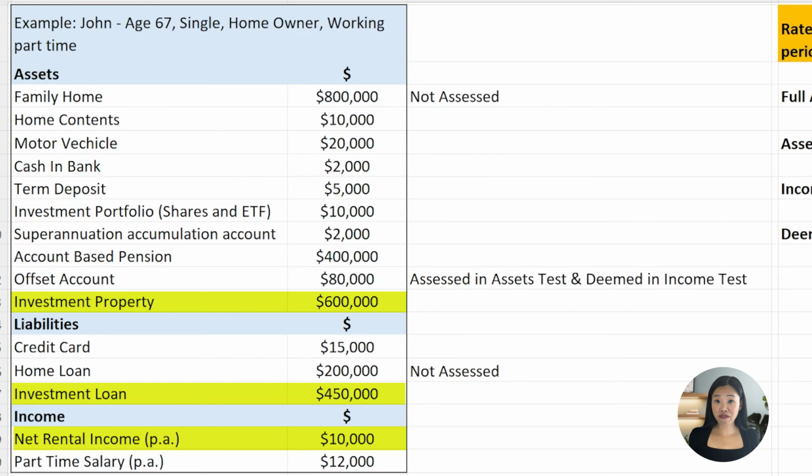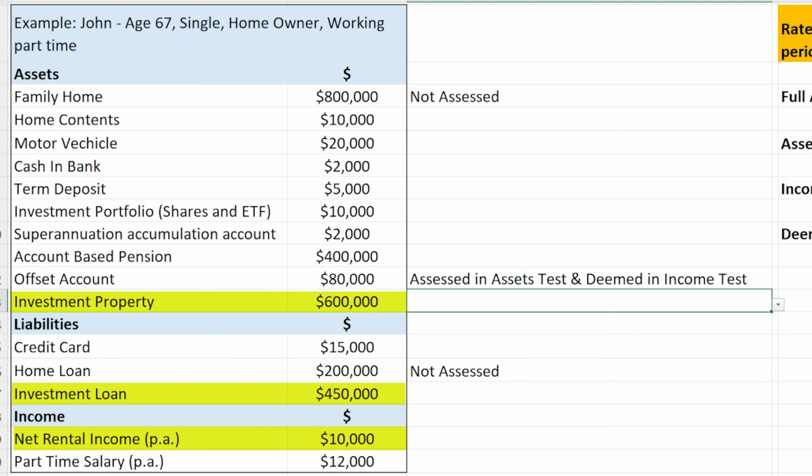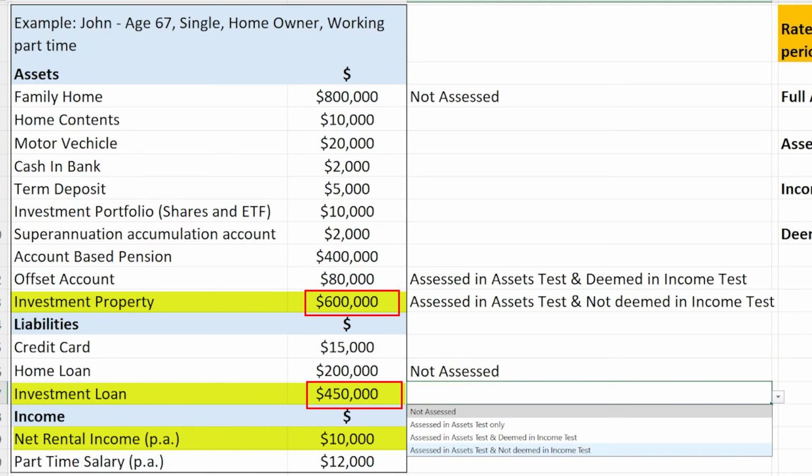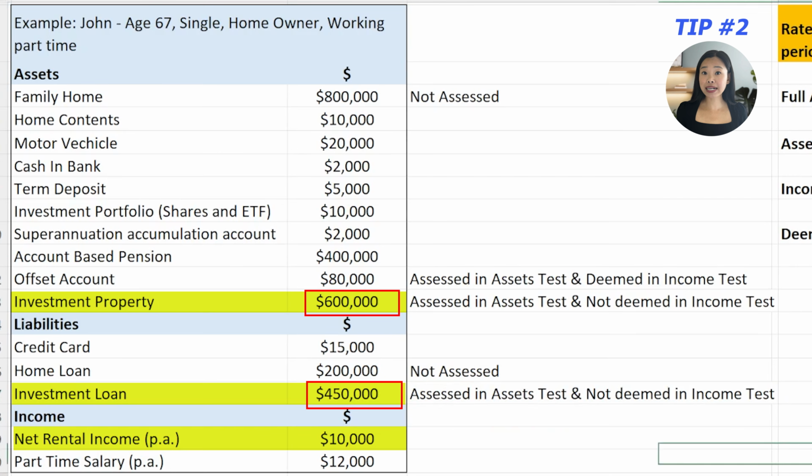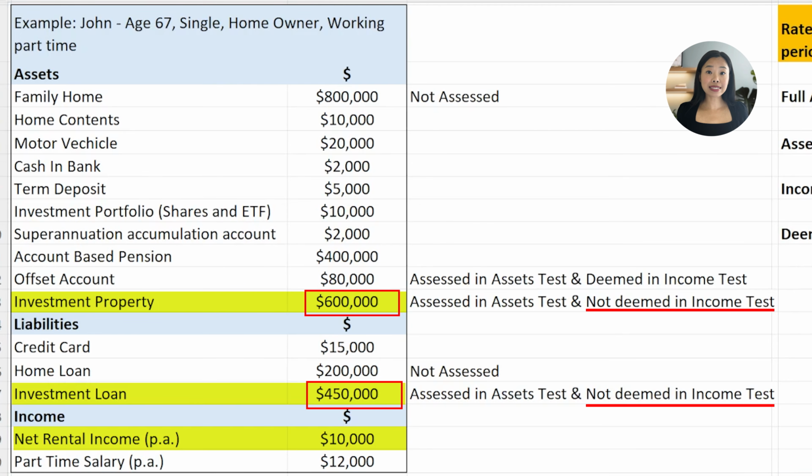Now let's have a look at his investment properties. They are treated differently from your principal residence. They're included as assessable assets, but only the net equity is counted. This means the market value of the property minus any outstanding investment loan. A tip here is do not secure your investment property against your family home. If this is the case, the value of the mortgage will be disregarded and your age pension will suffer. From Centrelink's perspective, investment properties are considered non-financial assets, therefore not subject to deeming. We will discuss how rental income is assessed under the income test section.